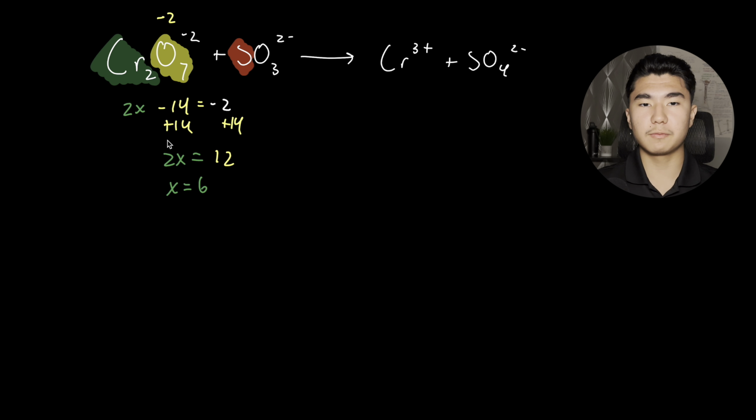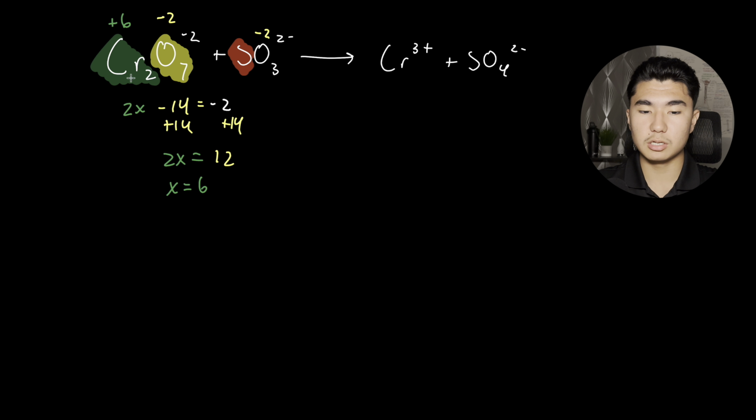Now let's look at this SO3 over here. So obviously our O3 is going to be -2. So this is just -6. So let me move this over here so I can have more space. And this is just going to be -6 equals, and let's see, this is going to equal -2, and our S is just going to be X. And since we only have 1 sulfur, we're just going to leave it as X. Over here we had 2 chromium, so we needed to put 2X, but we're just going to leave this as X. And if we do basic algebra, this is +6.